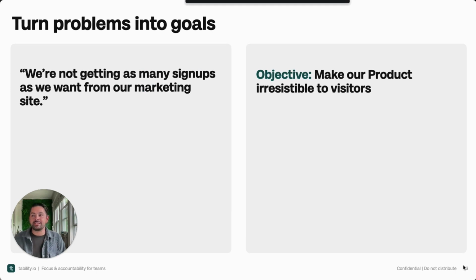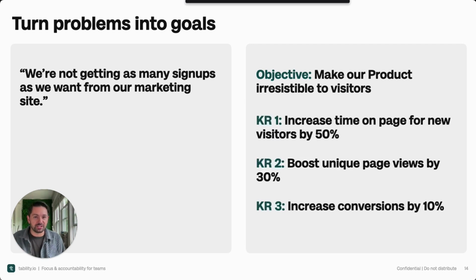So if we look at our old example of making our product irresistible to visitors, we were trying to get more signups. Signups can be a metric that we immediately gravitate towards. But what other ways can we say that we've made our product irresistible to those visitors? We can look at things like time on page. Are people really interested in it? We can look at unique page views. Are people wanting to get a ton of information? And we'll still have those conversions as a core piece of this.